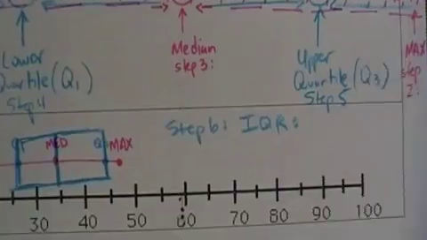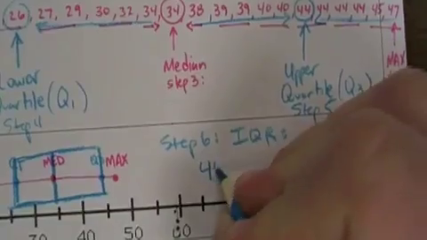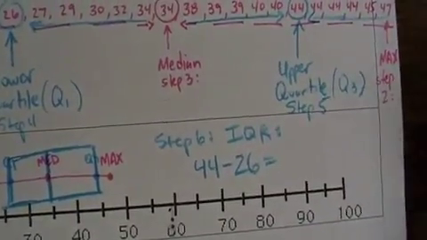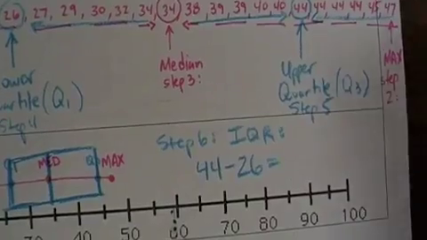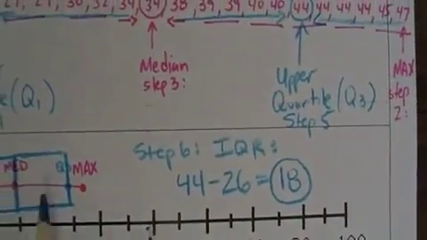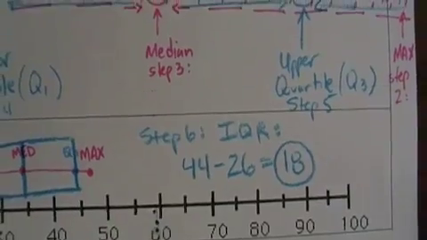Okay, the IQR is the interquartile range. It's really easy to find. You just take the upper quartile, which is 44, and subtract the lower quartile, which is 26, and that's going to give you, let's see, 18. So 18 would be the IQR, or the range of these two items inside of the box and whisker plot.